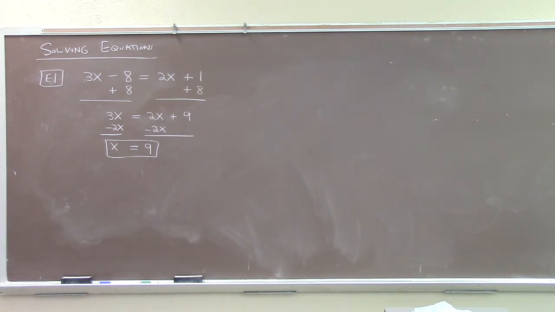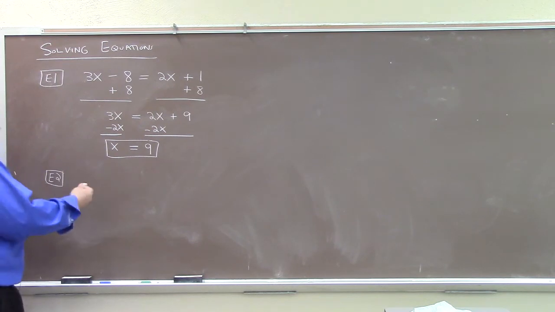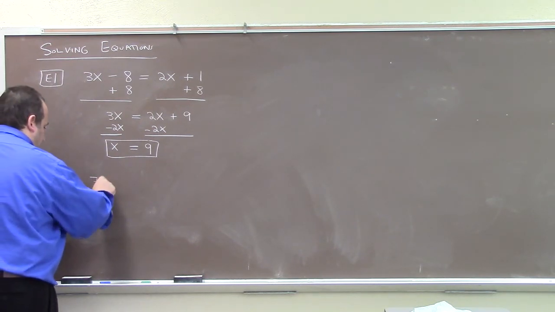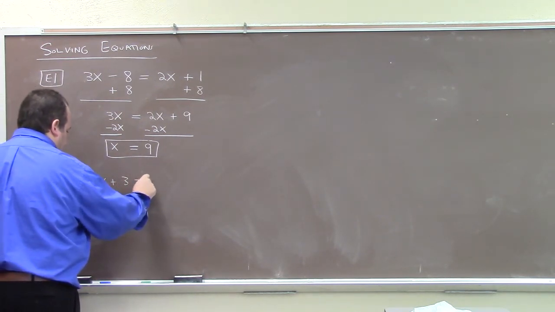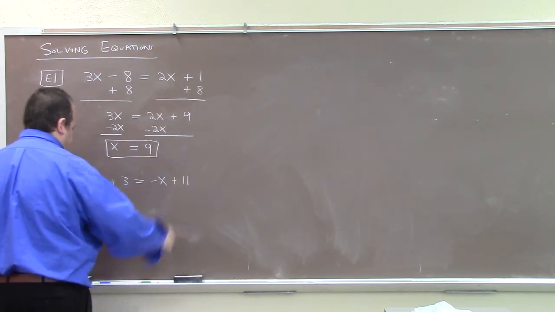So, to be honest, I don't typically write down these steps, right? I just think about them in my head and do it. And I think it's fine for you to do it as well. And let me show you what I mean. Here's the same kind of example, but without all the writing. 7x plus 3 equals, say, minus x plus 11.